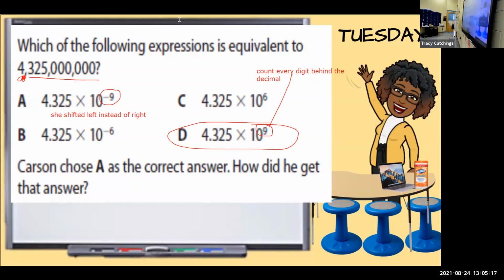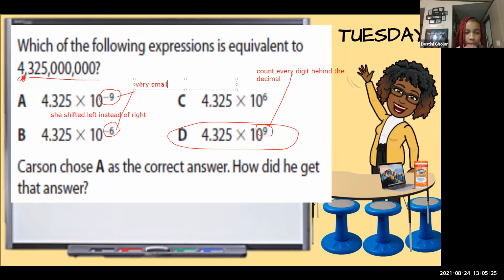All right, and then don't forget those negative exponents go with what kind of number? Small. So make sure those negative exponents go with very small numbers. So that should have been an indicator from the beginning. 4 billion is a large number, so I would have already eliminated A and B. So make sure you're checking those exponents. She was correct with the value of 9, but she did not pay attention to that negative sign.